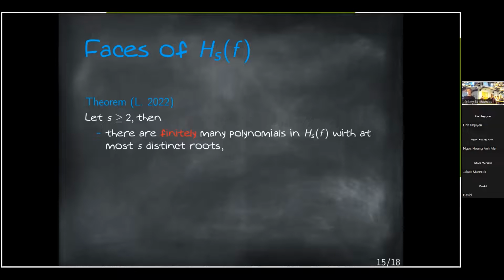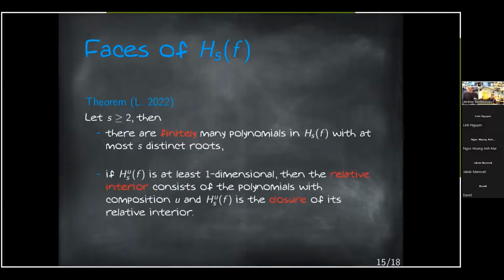Similarly to the whole set, if you have at least a one-dimensional face, then its relative interior consists of the polynomials with composition U. Just like the whole set had an interior which had as interior points polynomials with no repeated roots. Do you know when the set is empty or not? Is that the faces? Yes, exactly. No.